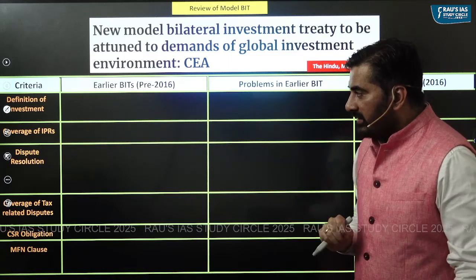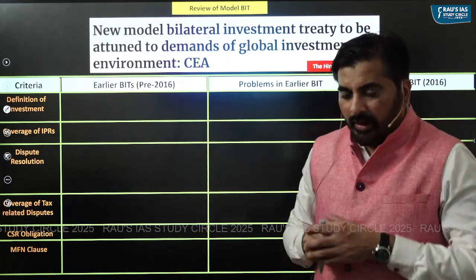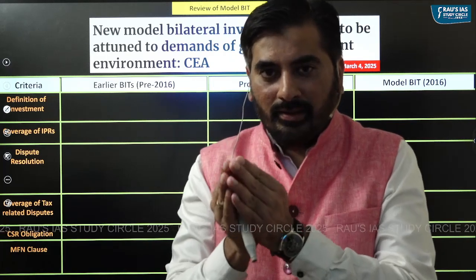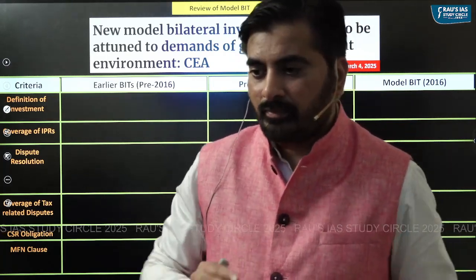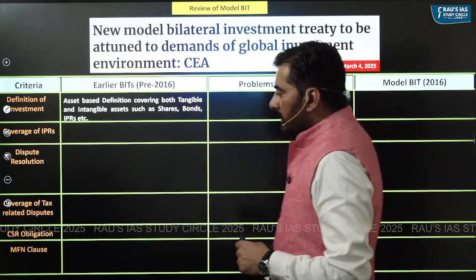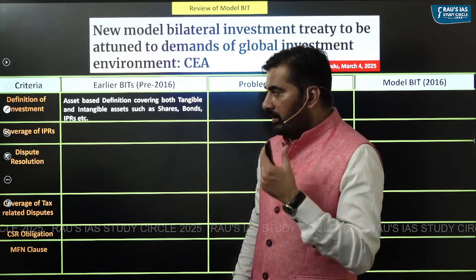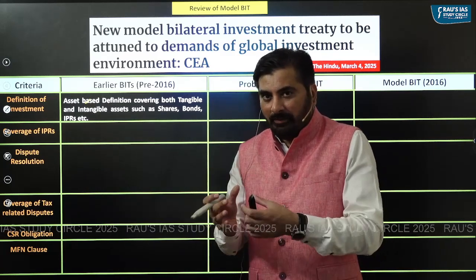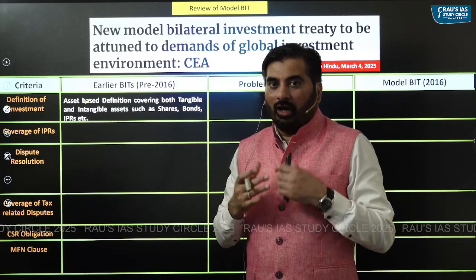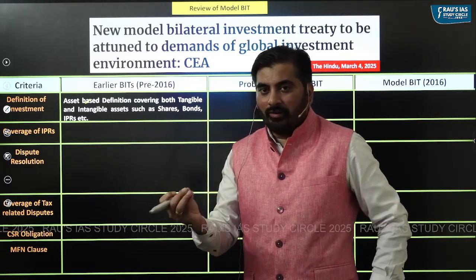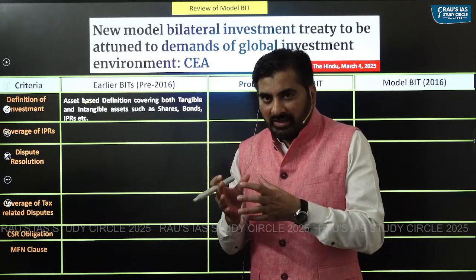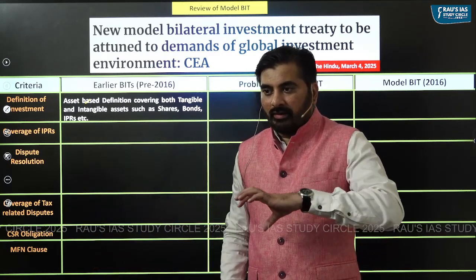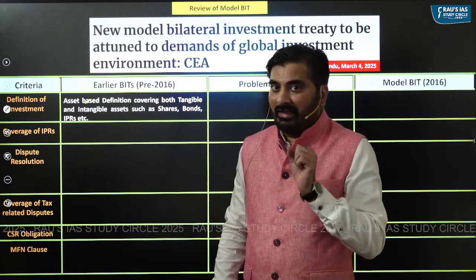Let's see here the first one, definition of investment. Definition of investment means what kind of investment is protected again under the bilateral investment treaty. Earlier, the definition for protecting investment was called as asset-based definition. Asset-based definition, as the name suggests, all kind of assets were protected, be it tangible assets or intangible assets. Tangible assets means if someone has set up a physical presence in India, that becomes a tangible investment. Someone does not set up a physical presence, but they have only intangible investment.